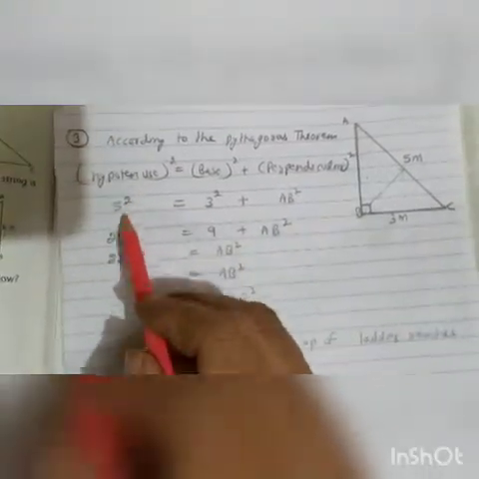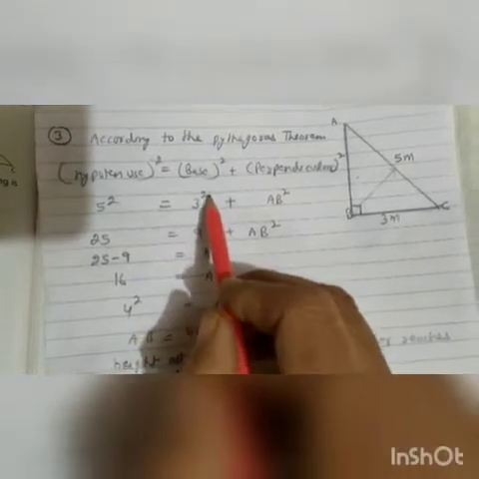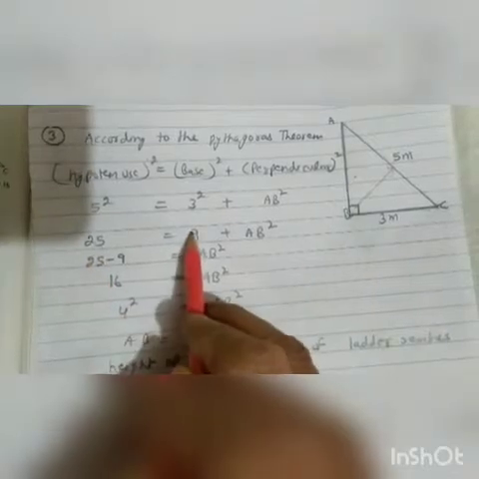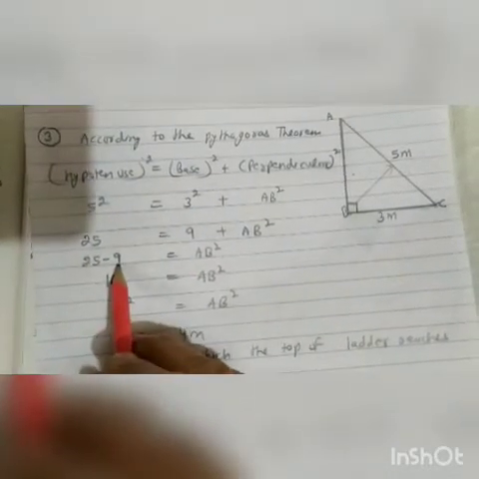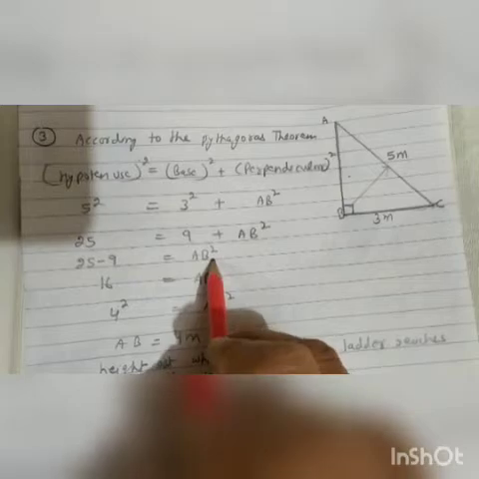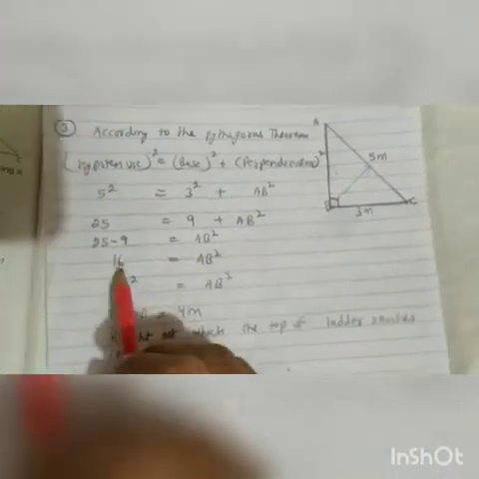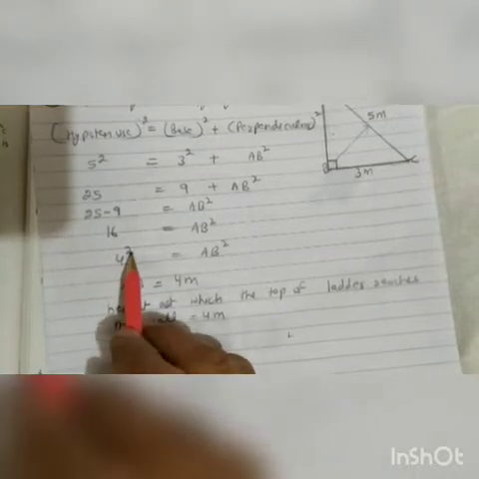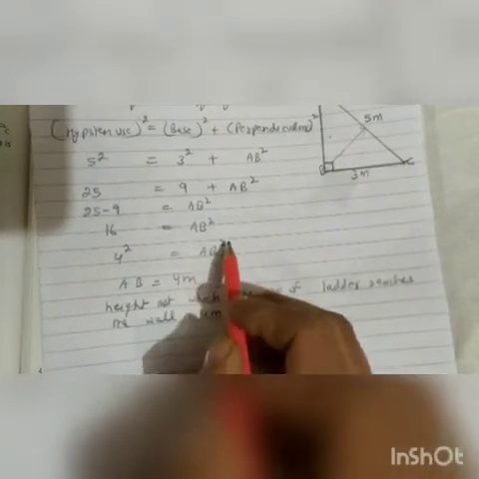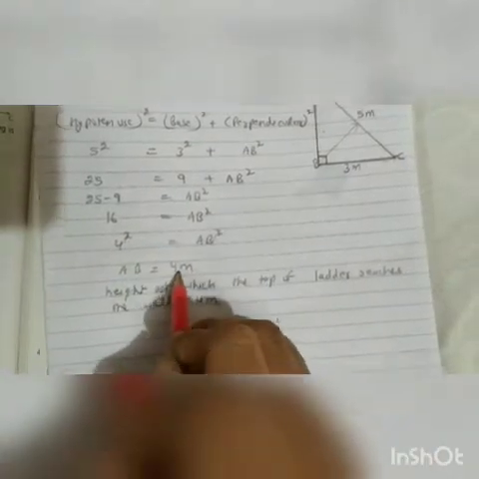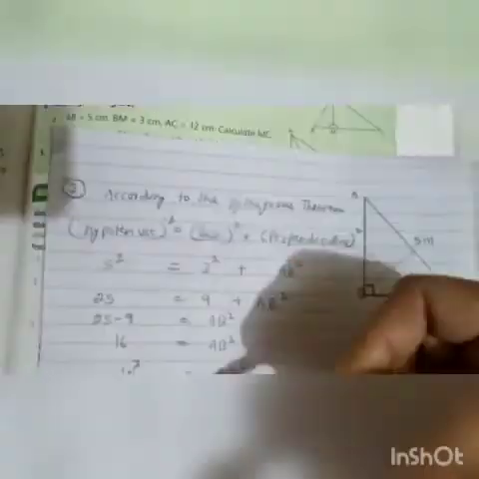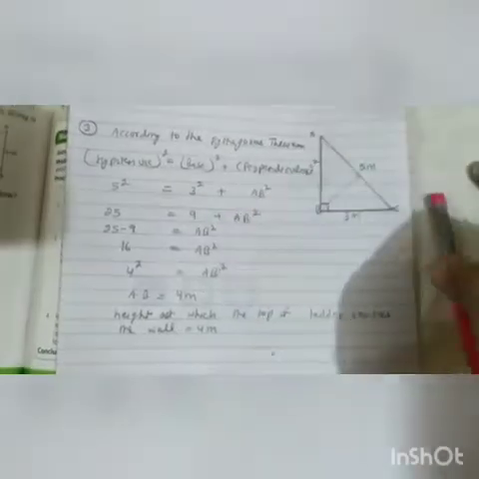Square of 5 is 25, equal square of 3 is 9, plus AB square. Then this 25, take this 9 to this side. 25 minus 9 equal AB square. 25 minus 9, 16 equal AB square. Then 16 is the square of 4, equal AB square. Square cancels. AB is equal 4 meter. So we can say that the height at which the top of the ladder reaches the wall is 4 meter. Clear?